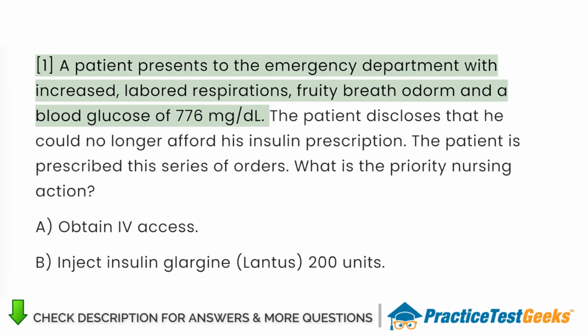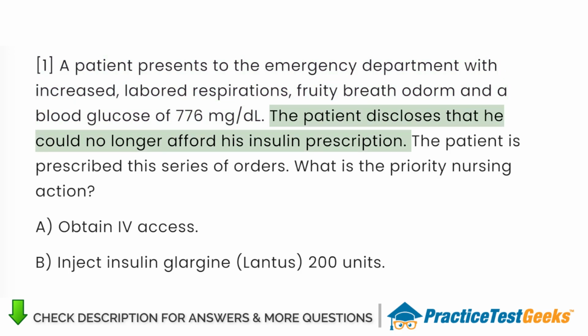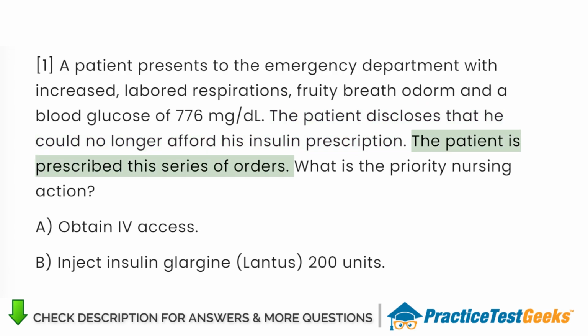A patient presents to the emergency department with increased, labored respirations, fruity breath odor and a blood glucose of 776 mg/dL. The patient discloses that he could no longer afford his insulin prescription. The patient is prescribed this series of orders. What is the priority nursing action?